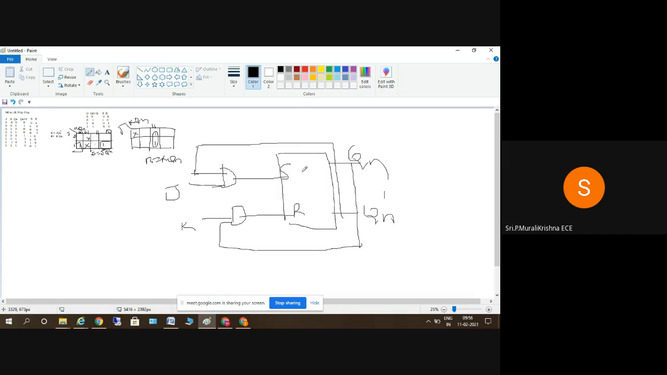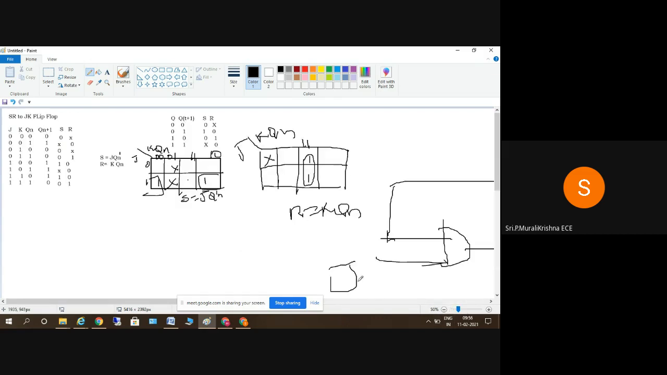Okay, and we'll be having a clock pulse here. So we'll be using the clock pulse. Clear? Yes, sir. Okay. So this is the SR to JK flip-flop conversion. Okay, SR to JK flip-flop conversion.